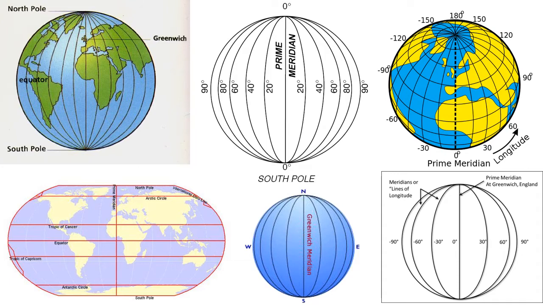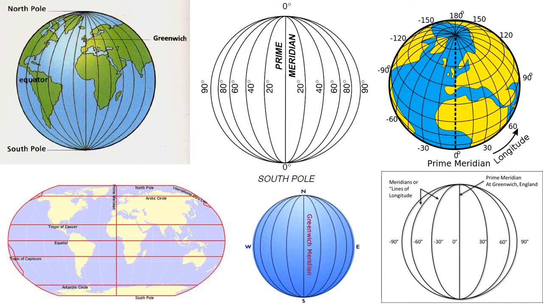The prime meridian at 0 degrees, and it shows the other degrees beside it: 20 degrees, 40 degrees, 60, 80, and 90 degrees east and west of the prime meridian. And remember that the prime meridian is located at Greenwich, which is a place in England or Britain.